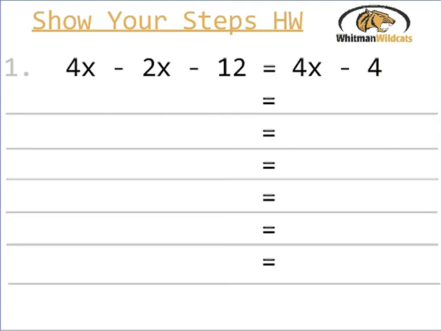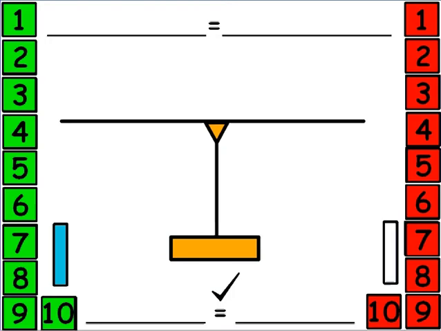So the very first thing I'm going to do is, using the hands-on equations system that we have, I'm going to go ahead and build this. So the problem is 4x minus 2x minus 12 is equal to 4x minus 4. I'm just going to go ahead and construct this.